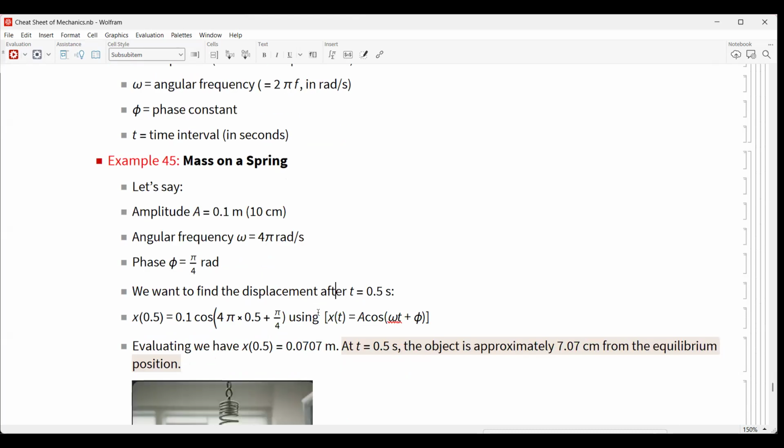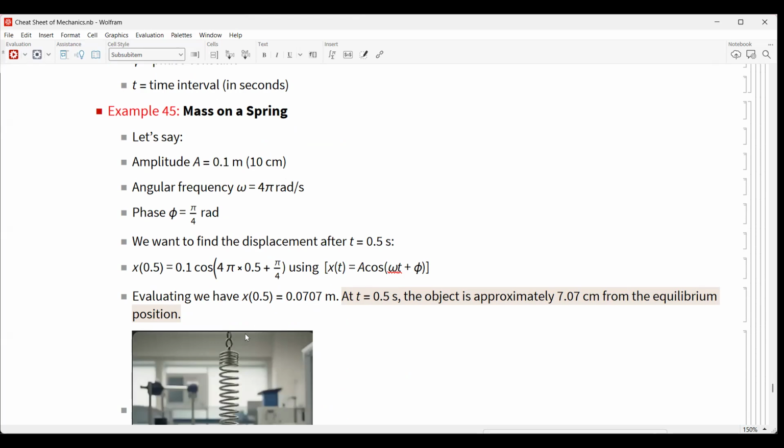Using this formula here, so evaluating, we have 0.0707. So at time equal to 0.5, the object is approximately 7.07 centimeter from the equilibrium position.